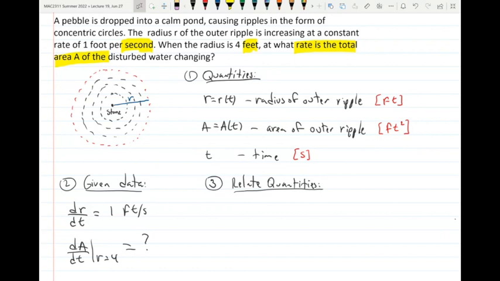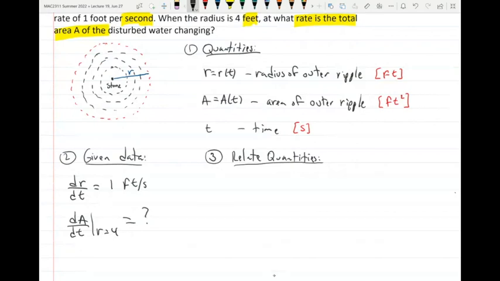Okay. All right. So relate the quantities. In this case, straightforward. A is pi r squared. Right? That's the formula for the area of a circle. Does everybody understand this? Okay. Now we have a relationship. What's the next step? Remember, this is what we want.